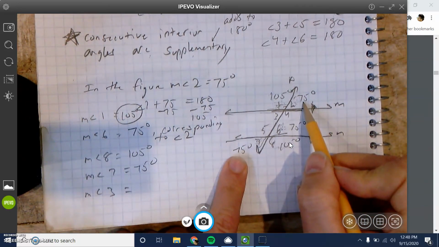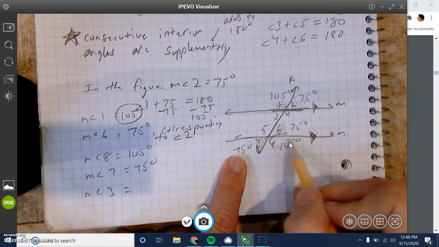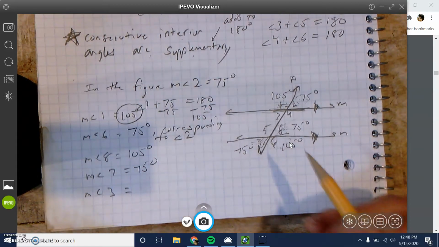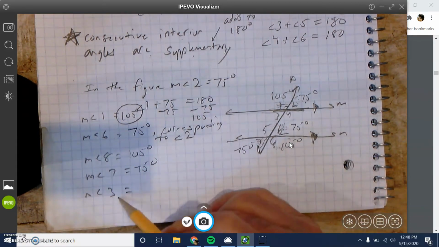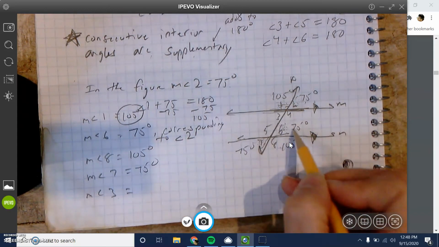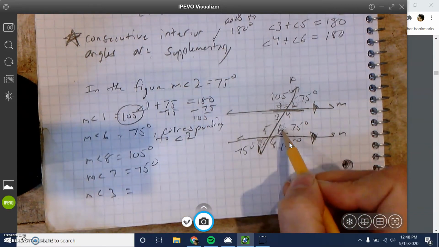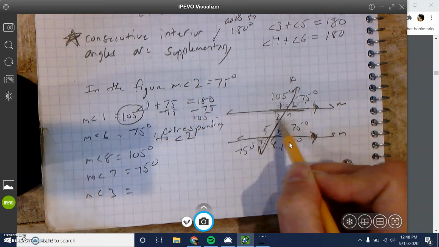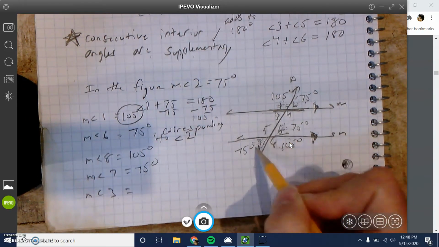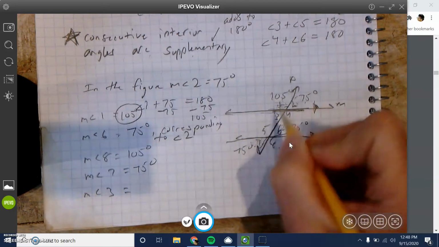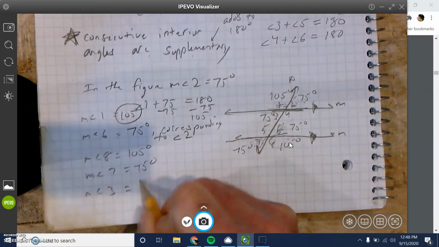So there's a number of ways to prove it. You can say alternate exterior to 2. You can say vertical to 6. You can say supplementary to 8, etc. Last thing, measure of angle 3. Alternate interior here. Or you can say it's vertical or supplementary or corresponding, same side, skip one. Tons of ways, 75 degrees.